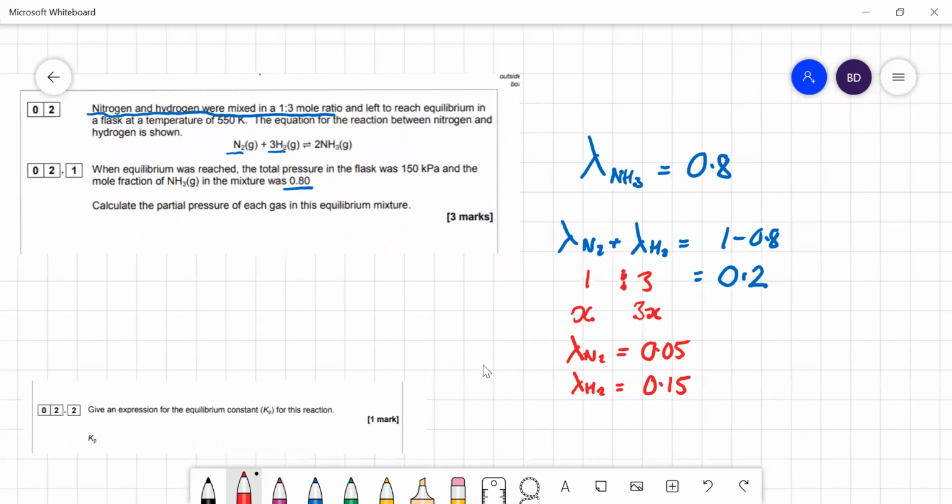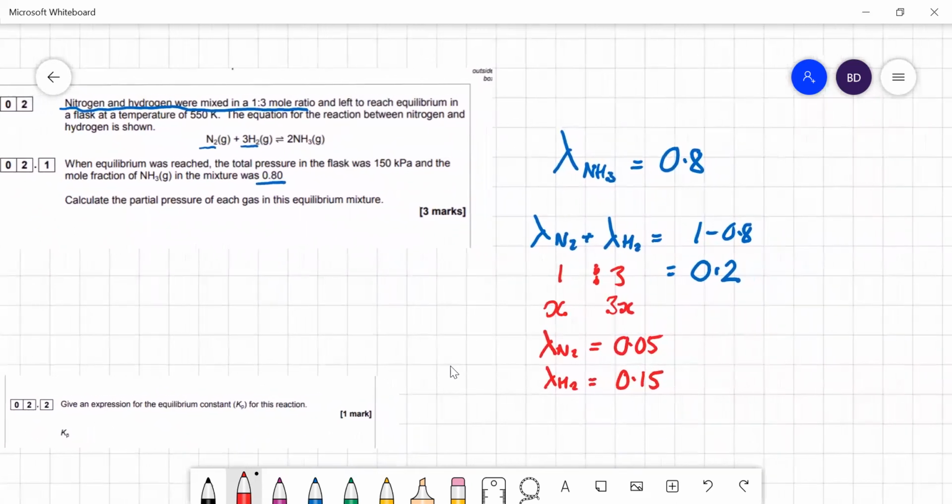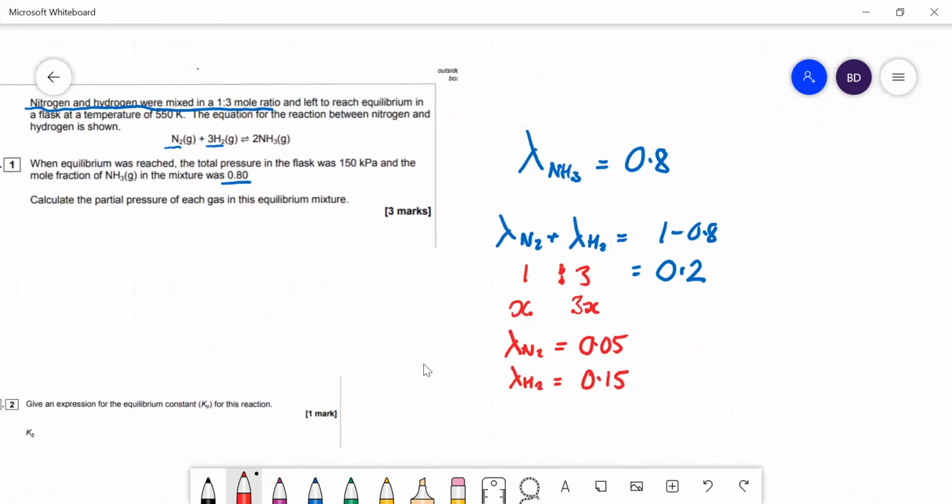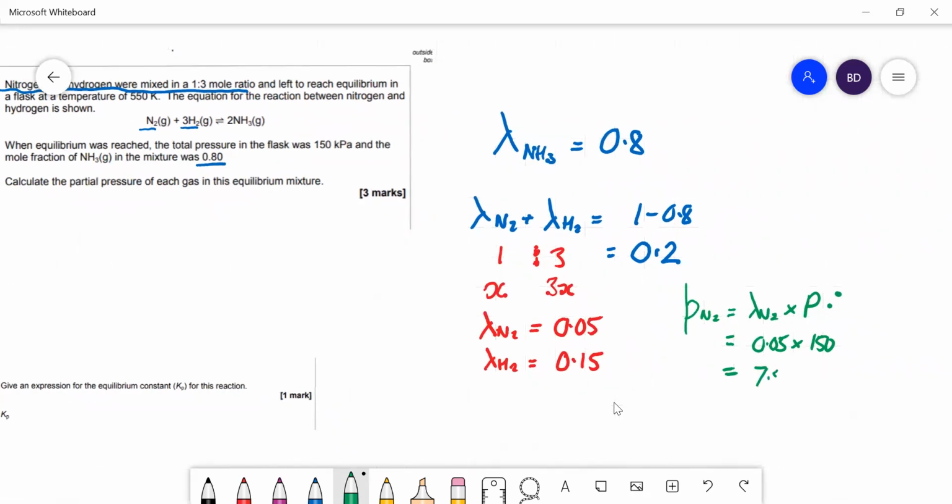Now, from mole fraction, how do we go to working out partial pressures? The partial pressure of a gas, let's say N2, is equal to the mole fraction of N2 multiplied by the total pressure. So for N2, the mole fraction is 0.05, multiplied by the total pressure, which is 150. That gives us 7.5. This was in kilopascals, so that's 7.5 kilopascals.